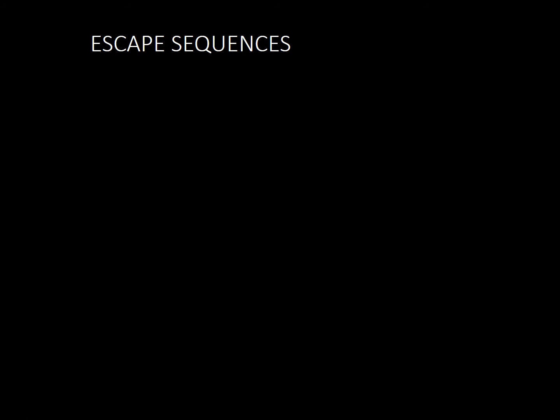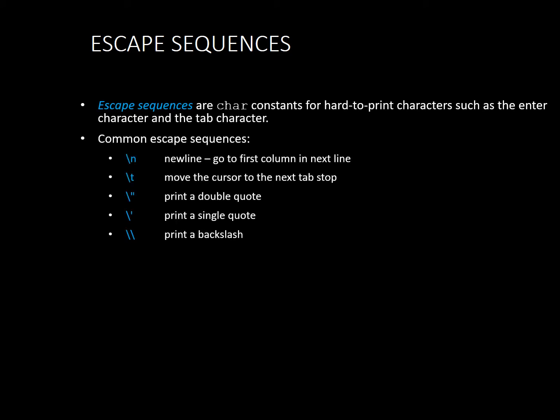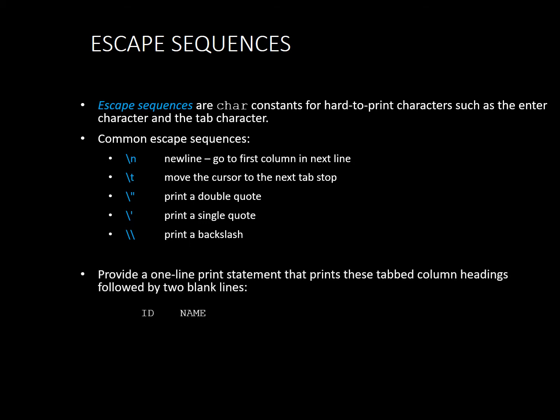Escape sequences are special char constants for hard to print characters such as the newline character or the tab character. And common escape sequences include new line, tab, print a double quote, print a single quote, and print a backslash. So say you wanted to print the following statement into tabbed column headings like the two lines below. How would you do this? Well, this is how you'd print it out.